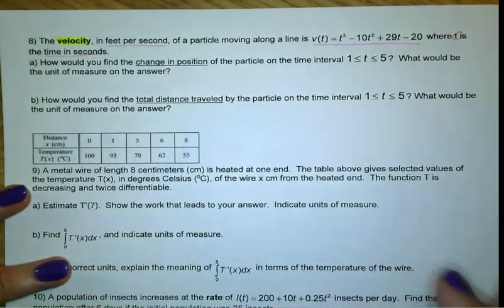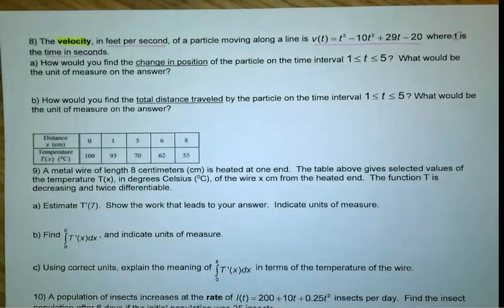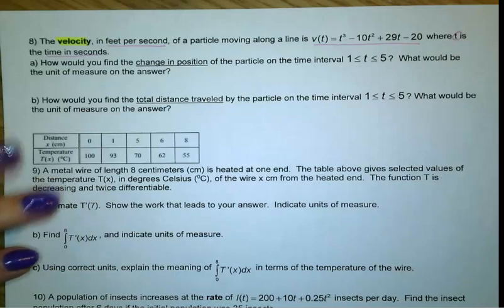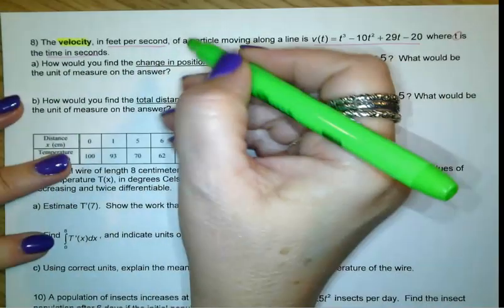Okay, so the first thing, A, how would you find a change in position of the particle on the time interval from 1 to 5? And what would be the unit of measure on that answer? So let's kind of set this up. So we're talking about a change in position.